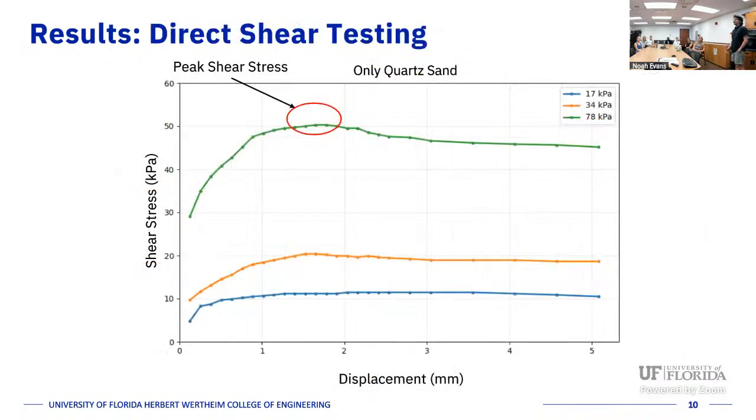For our direct shear testing results, the main thing that we're looking for is our peak shear stress before failure. Once we load up the test and we apply our normal force and our displacement, there's a point where we see a failure. What we're looking for is the shear stress at that failure, and we want that shear stress for each one of our normal forces applied. As you can see here, circled in red, this is our peak shear stress failure for our 78 kPa normal force.